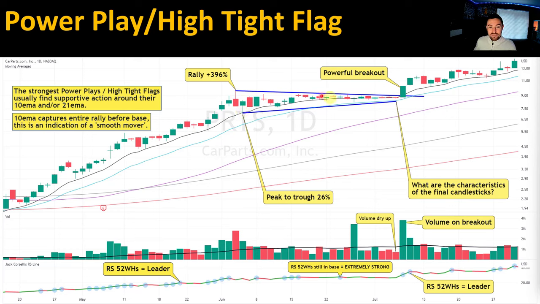And then it builds this flag type pattern, and if you take a look, it's actually building higher lows within the base with some volatility contraction pattern characteristics.